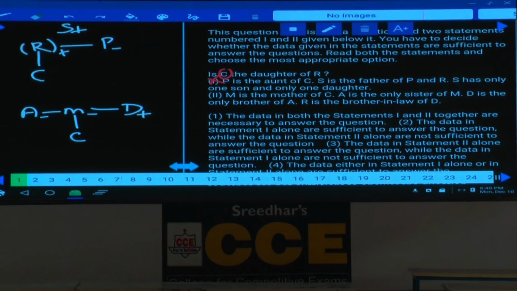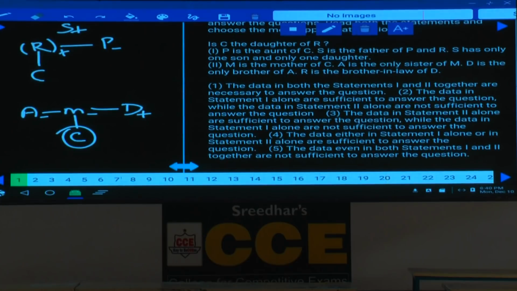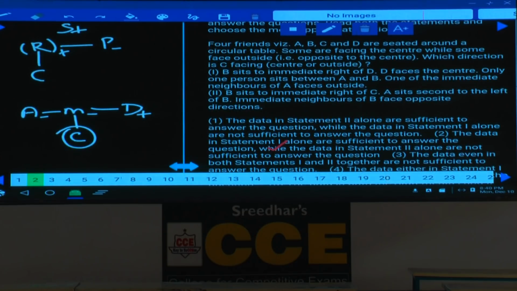As R is the brother-in-law of D, with the help of this we cannot determine the gender of C. By combining these two also, C's gender cannot be identified, hence both the statements together are also not sufficient. Choice 5: the data in both the statements 1 and 2 together are not sufficient to answer the question. Choice 5. Then question number 2.